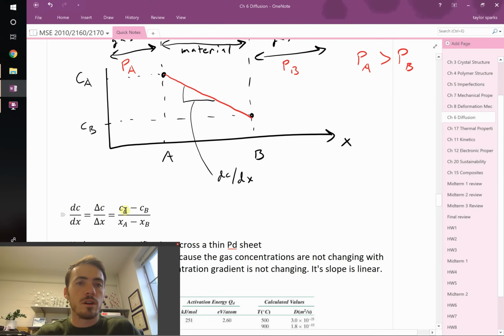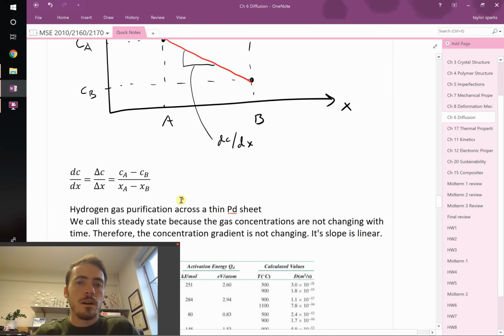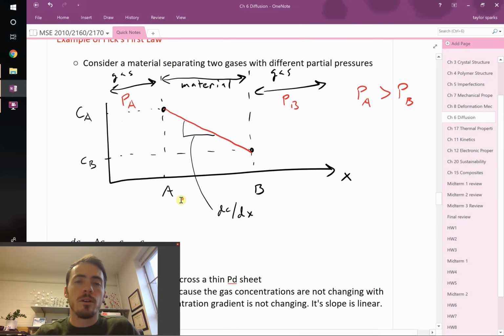We're going to do the concentration at point A minus the concentration at point B. We're going to divide that by the position at XA minus the position at XB. Okay, so that's our slope here. So that allows us to define the concentration gradient.